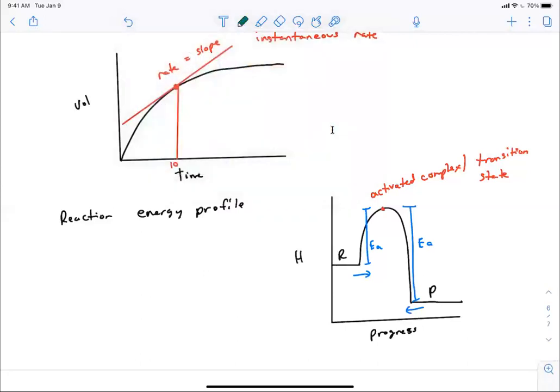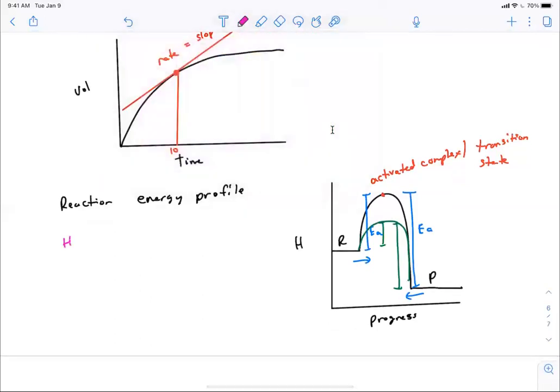And a catalyst lowers the activation energy in both directions. Okay. Equally. So therefore, the amount of energy in both directions is decreased, and so the rate in both directions should increase by the same amount.